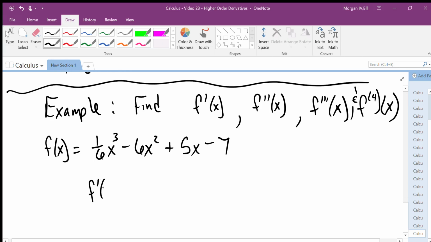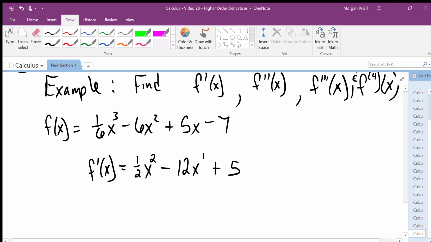F prime of x, the first derivative. We can use the power rule for each of these. So it's 1/6 times 3, which would be 1/2. Subtract 1 from the exponent, so 3 minus 1 is 2. Minus, bring the 2 down from the 6x squared, so it's minus 12x to the first. Plus 5, bring the 1 down, now it's x to the 0. Anything to the 0 power is 1, so just plus 5. Alright, that is the first derivative.